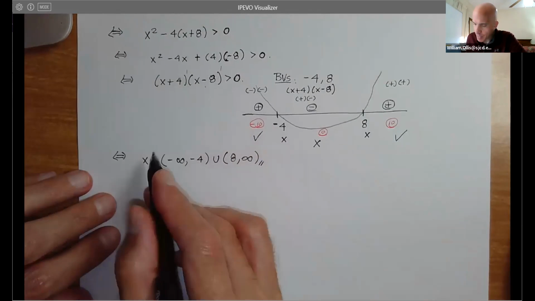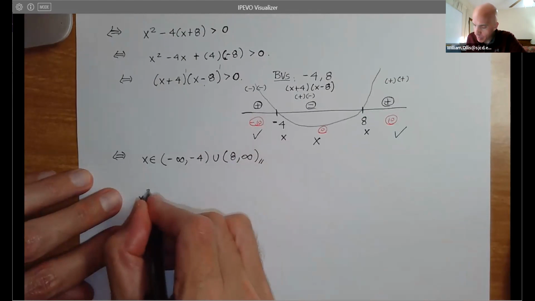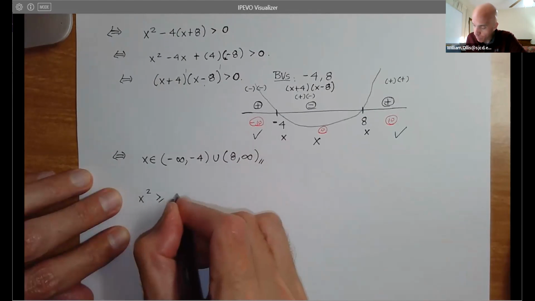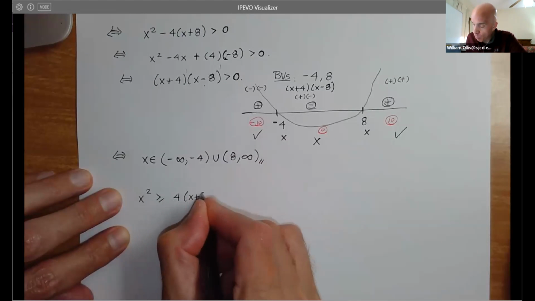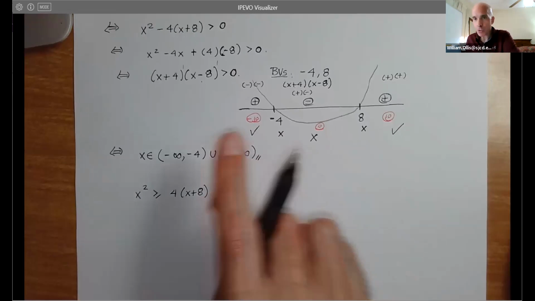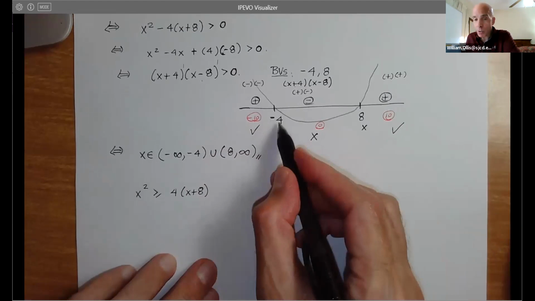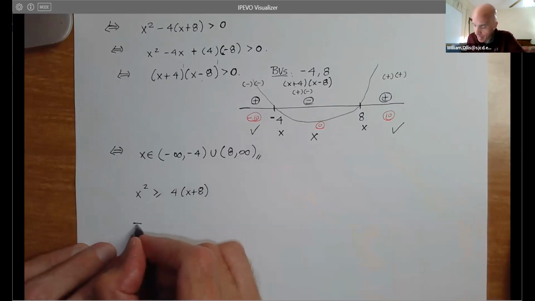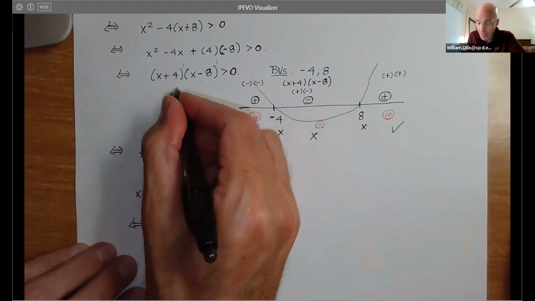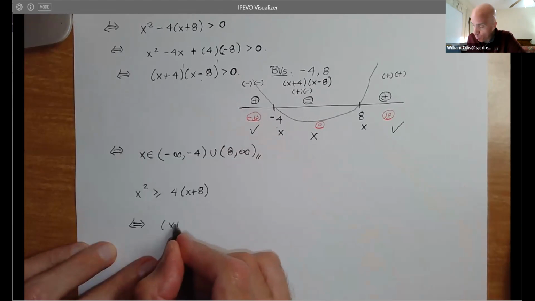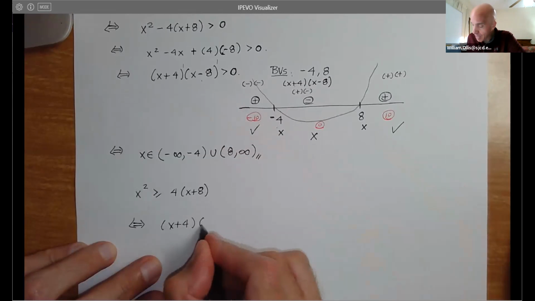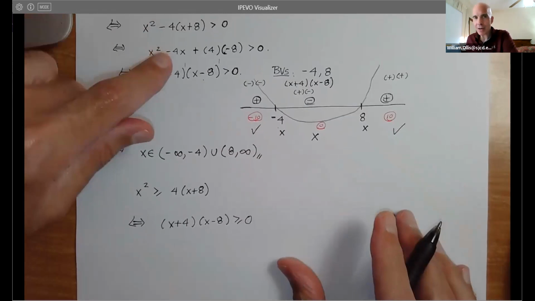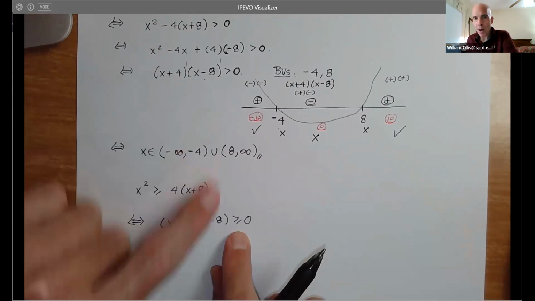Now, if we take this example and change it by one pen stroke, if we do this, greater than or equal to 4 times x plus 8, what you're going to see now is that the answer is exactly the same, but now we will include the -4 and the 8. Because when we run this down, we just copy this. This will just be x plus 4 times x minus 8 is greater than or equal to 0. Nothing changes here algebraically except the inequality.